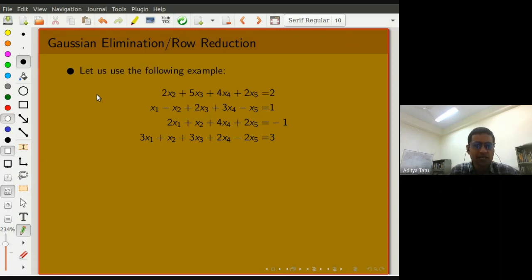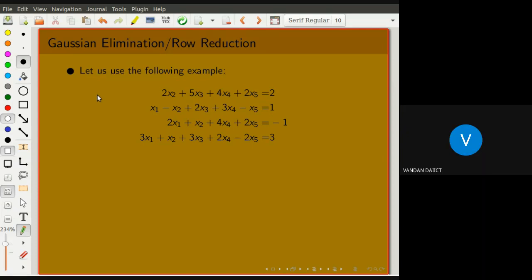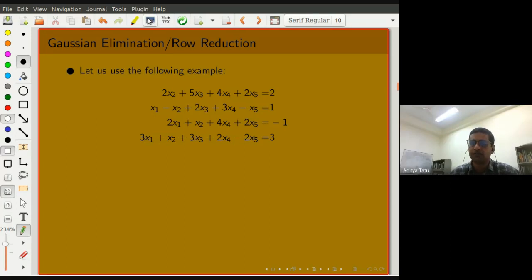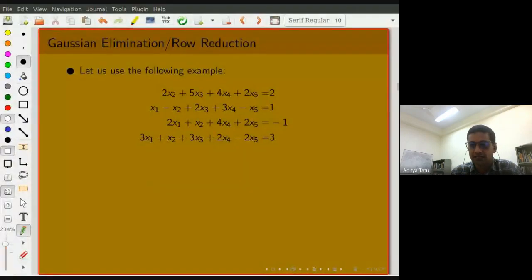Before I do this, I would like to know how many of you are already aware of Gaussian elimination or row reduction? Is there anybody who is aware of Gaussian elimination? Yes, sir, but only in the case of square matrices. Is that true for everyone? No. How about the others? No, sir. Okay, fine. Great, so let's look at that in detail.